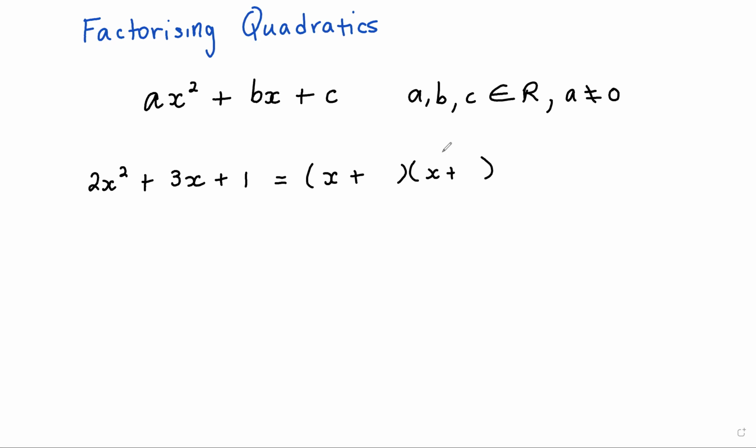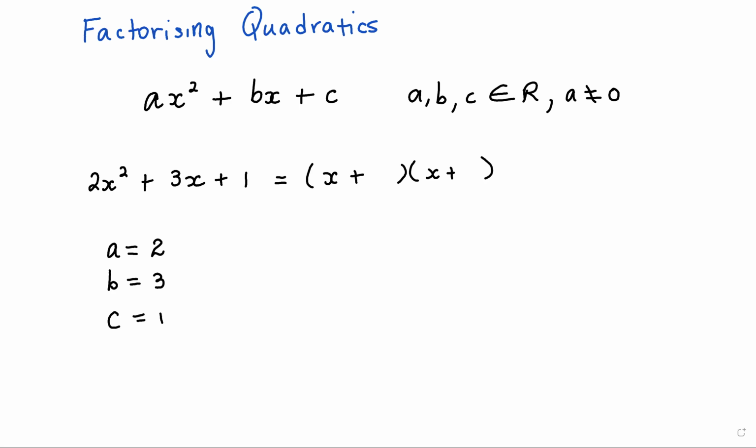So the first thing that you need to do is you need to identify what A, B, and C are equal to. So in this quadratic, A is 2 because that's the coefficient of x squared, right? A is the coefficient of x squared. B is 3, the coefficient of x, and then C is 1. So that's the first thing that you do when you're factorizing a quadratic. You identify A, B, and C.